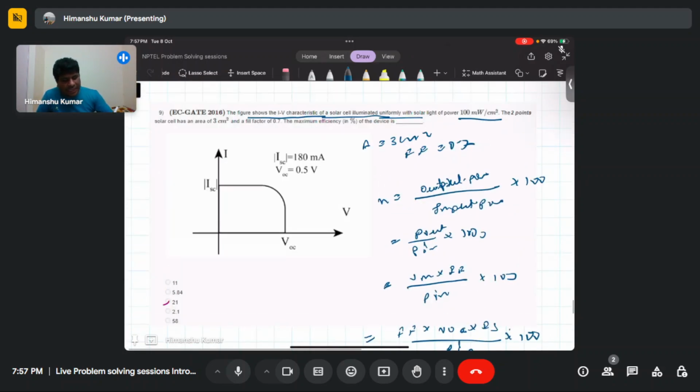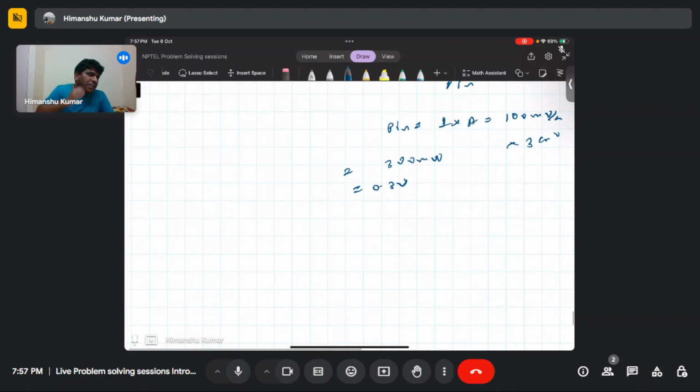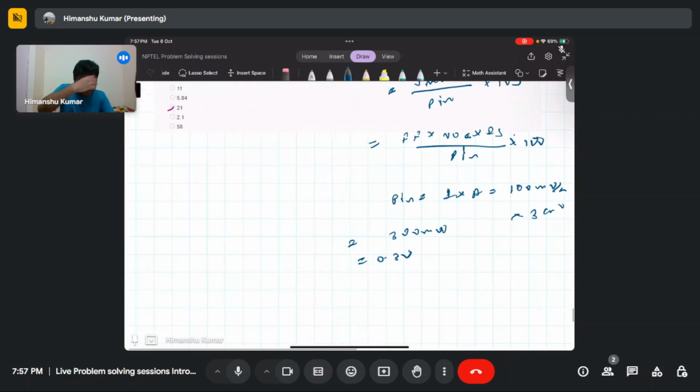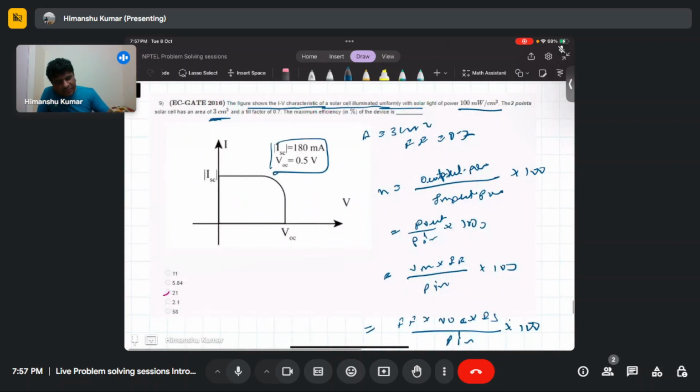The area is given as 3 centimeter square, and per unit area the intensity is given. So the input power is the intensity times area. So this is 100 milliwatt per centimeter square multiplied by 3 centimeter square. So you will get 300 milliwatt, which you can write as 0.3 watt. And ISC and VOC are given from the figure.